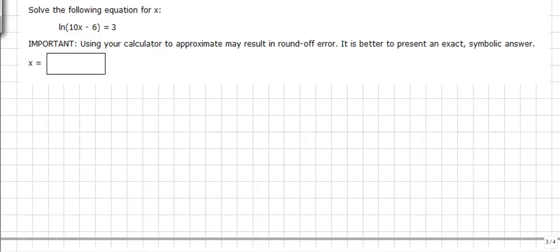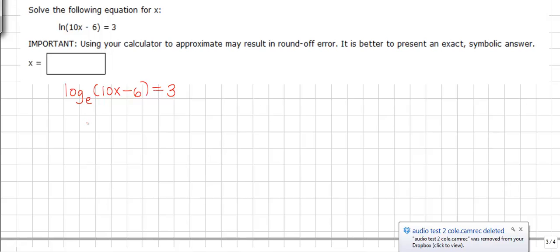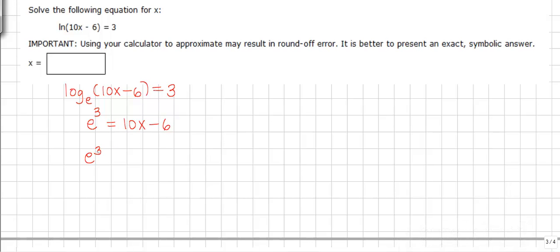So let's take a look. First of all, I see natural log of the argument 10x minus 6. Recall that natural log is log base e. And so this is really log base e of 10x minus 6 equals 3. So by definition, base e to the power 3 is 10x minus 6. So e cubed plus 6 would be 10x.